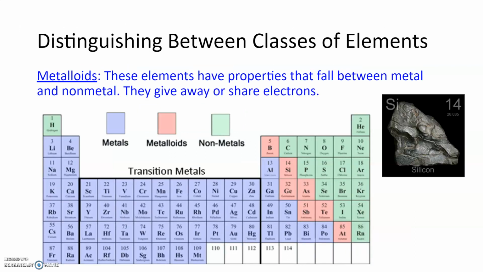Metalloids have properties that fall in between metals and nonmetals. So they sometimes act like metals, they sometimes act like nonmetals, and that actually makes them very unique and powerful. And we use a lot of silicon and germanium in our tech, which is kind of interesting. So those are shown here in this light reddish pink color.